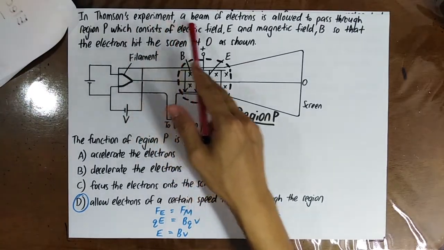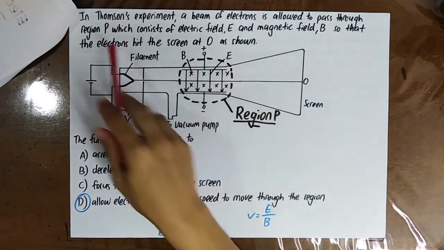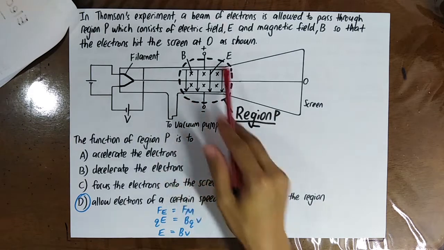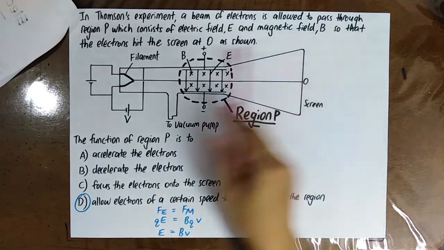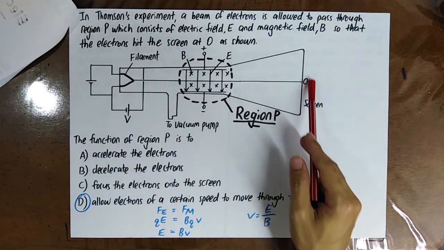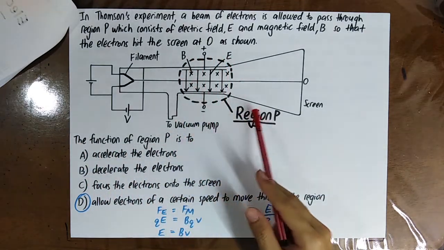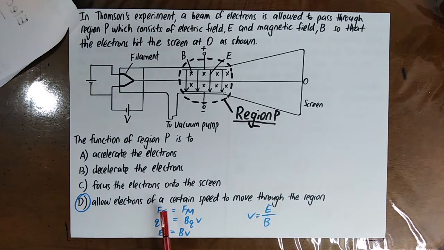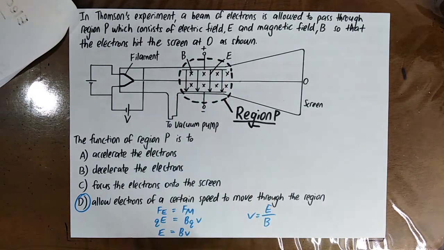In Thomson's experiment, a beam of electrons is allowed to pass through a region. This is called region P, and this is the velocity selector, which consists of an electric field and a magnetic field, so that the electrons can hit the screen at O as shown. The function of the velocity selector is to allow the electrons of a certain speed to move through the region. So only when the electrons have speed v equal to E over B can the electron come out of the velocity selector.